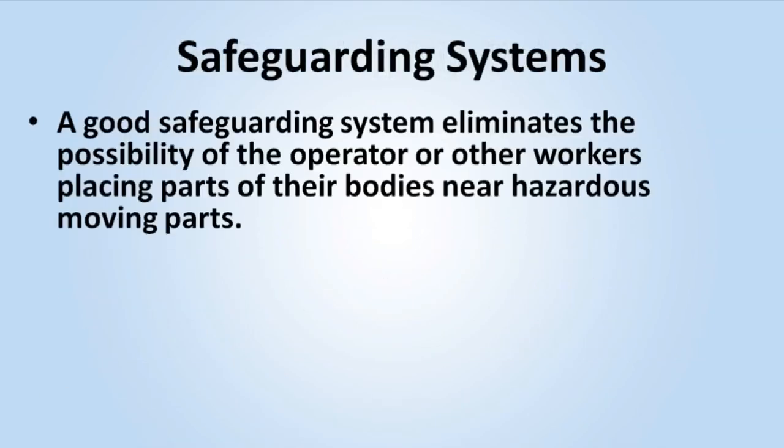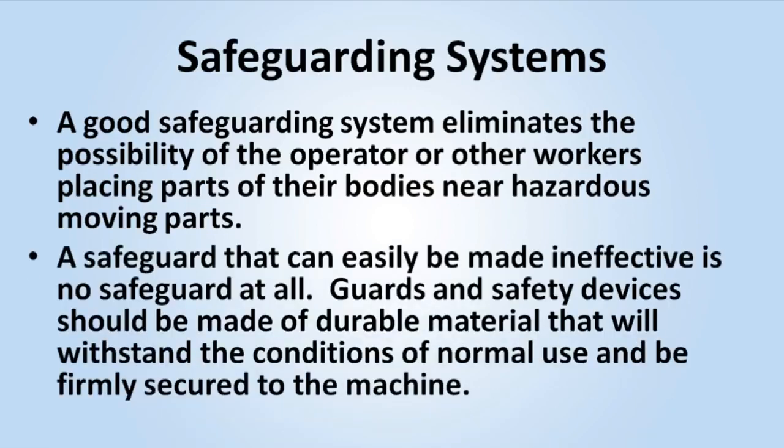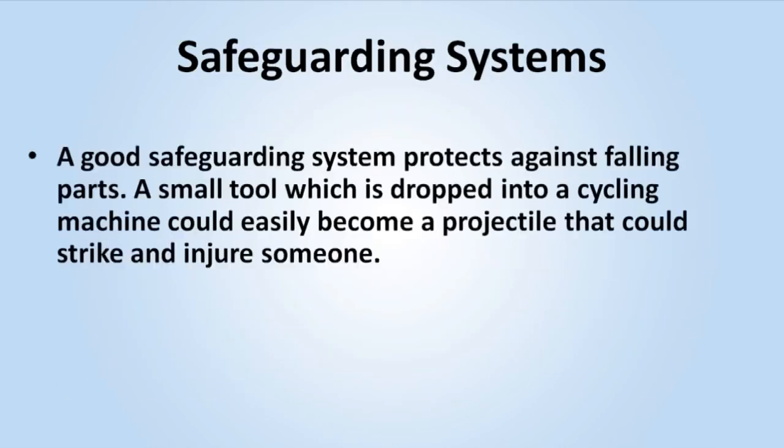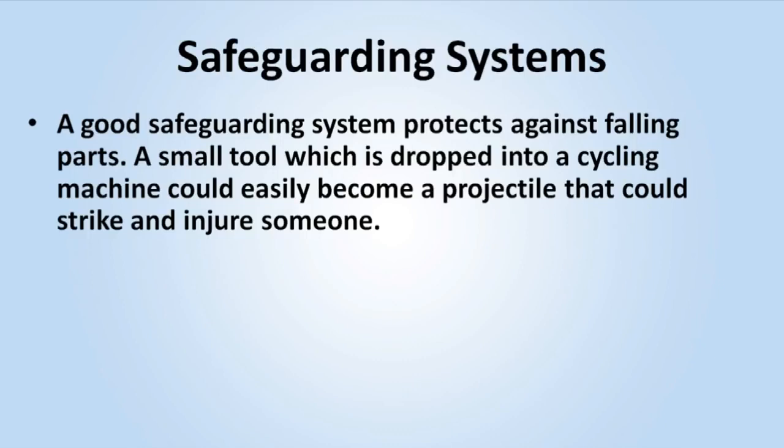A good safeguarding system eliminates the possibility of the operator or other workers placing parts of their bodies near hazardous moving parts. A safeguard that can easily be made ineffective is no safeguard at all. Guards and safety devices should be made of durable material that will withstand the conditions of normal use and be firmly secured to the machine. A good safeguarding system protects against falling parts. A small tool which is dropped into a cycling machine could easily become a projectile that could strike and injure someone.